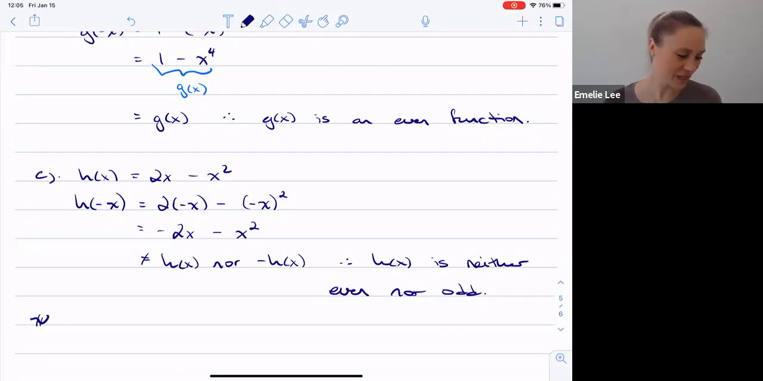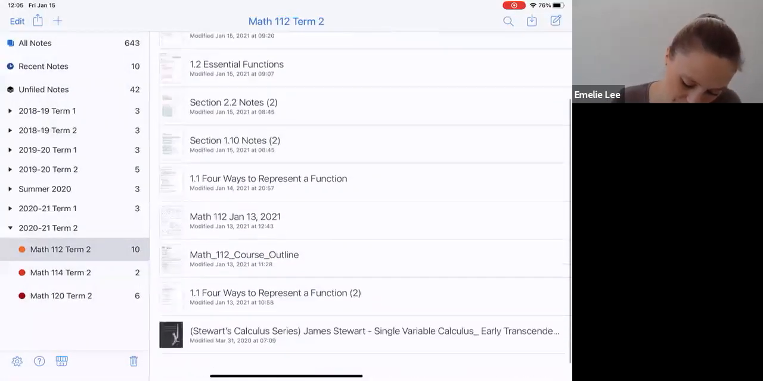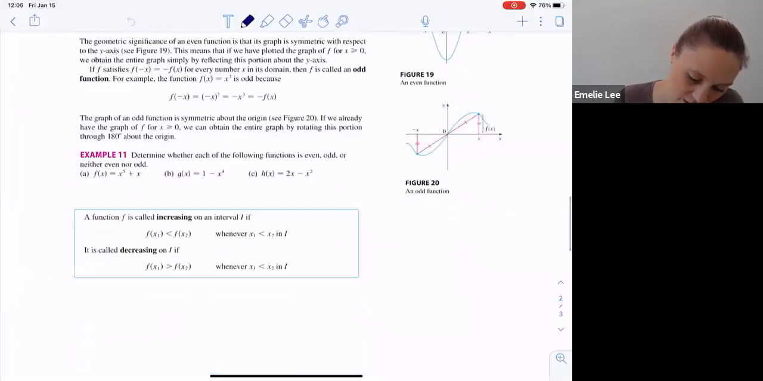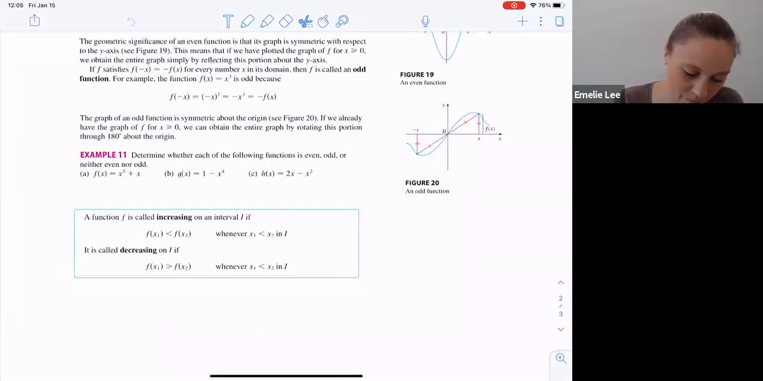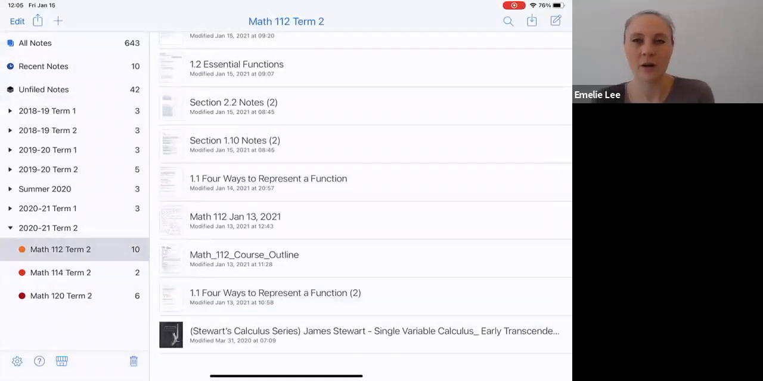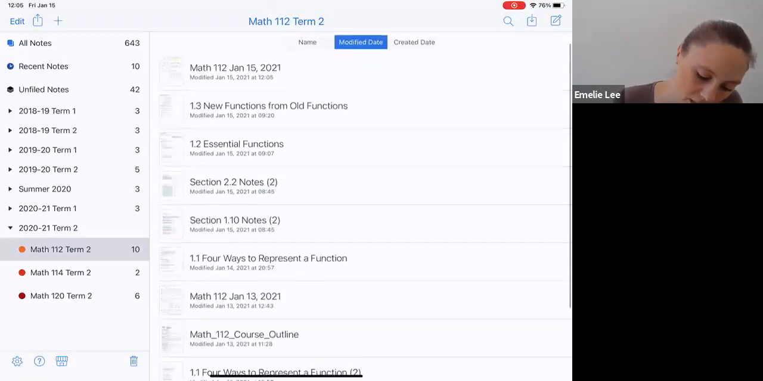Okay, so the last thing that we're going to review in this section is increasing and decreasing functions, and we'll bring in the definition and have a look at an example. But for now, we're just dealing with increasing and decreasing with a graph. So it's easy to see when things are increasing and when things are decreasing.